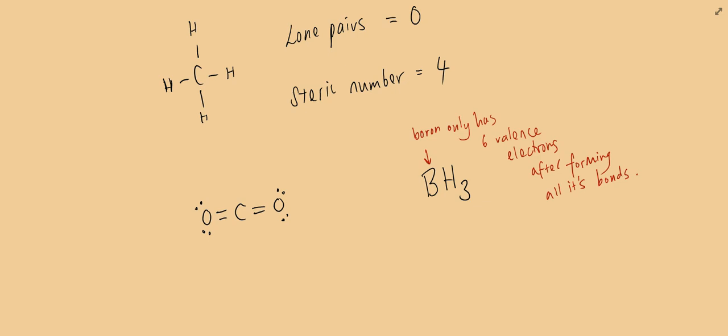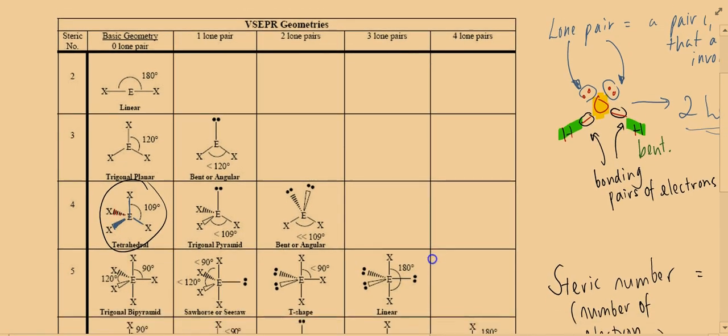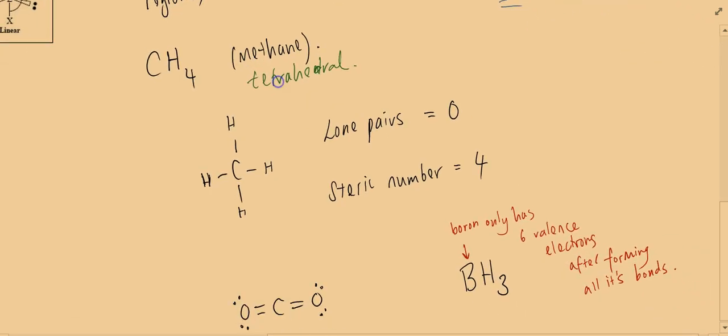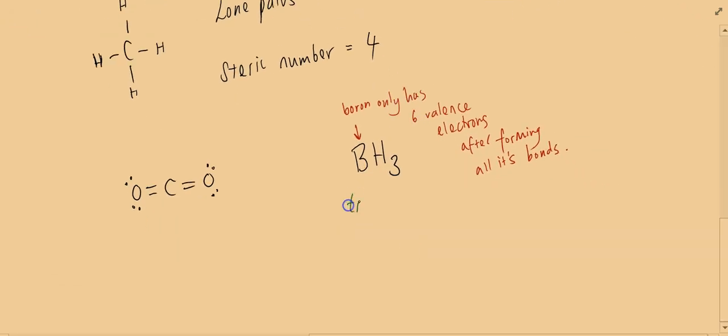Now I'll give you the answers to these. Feel free to pause the video if you don't want to see what the answers are before you get to have a go. But BH3, the structure is, let me have a look. It will be trigonal planar. While carbon dioxide is linear. So hopefully you get those in your determinations of the lone pairs and the steric number.